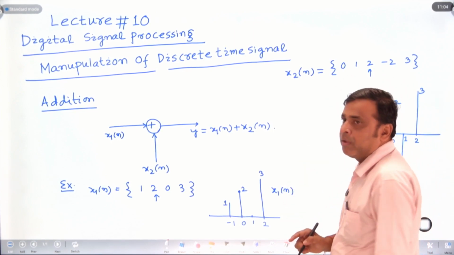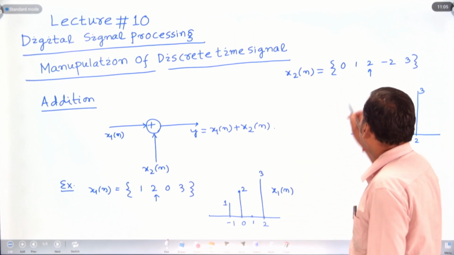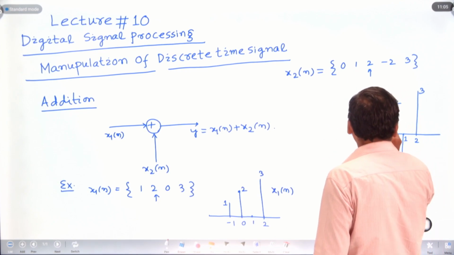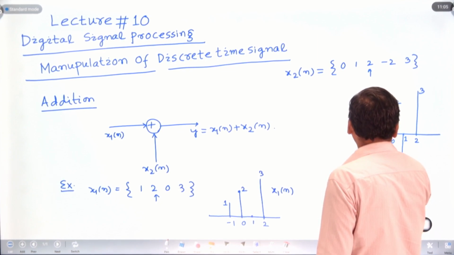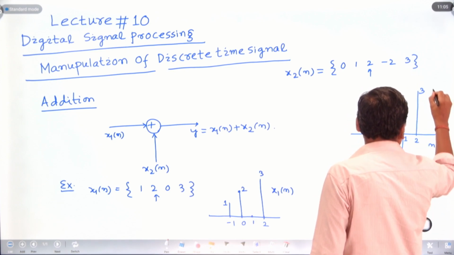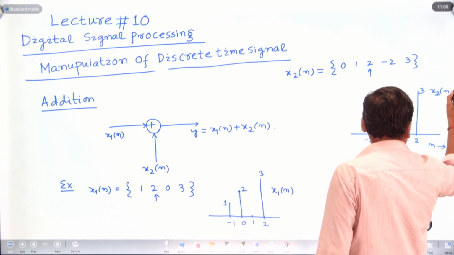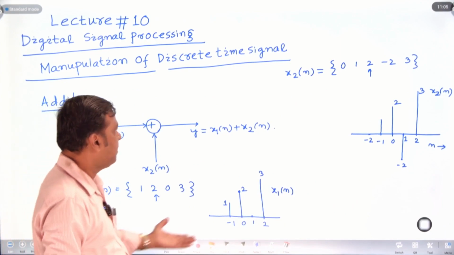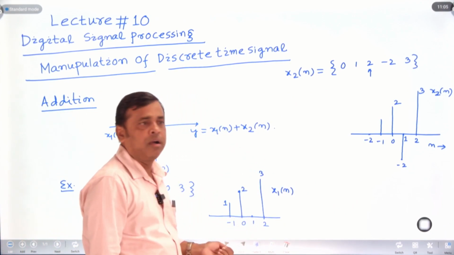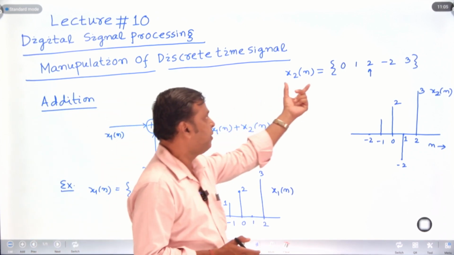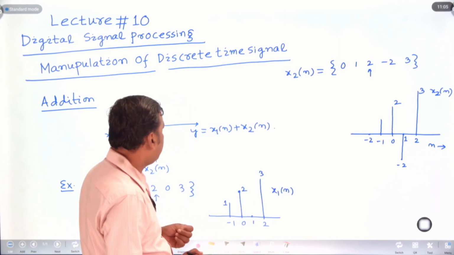Similarly, on the left side of the arrow, for n equal to minus 1, that is 1, and for n equal to minus 2, that is 0. This is the representation of discrete signal x2 of n. So either the sequence representation is given, or the graphical representation is given. If you add two discrete signals, x1 of n with x2 of n, what will be the result?